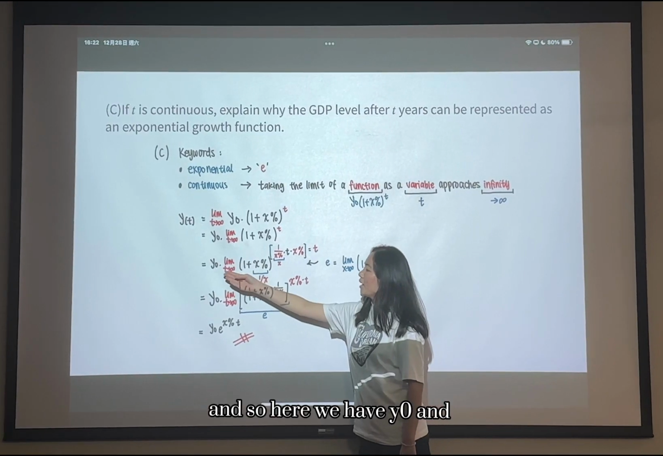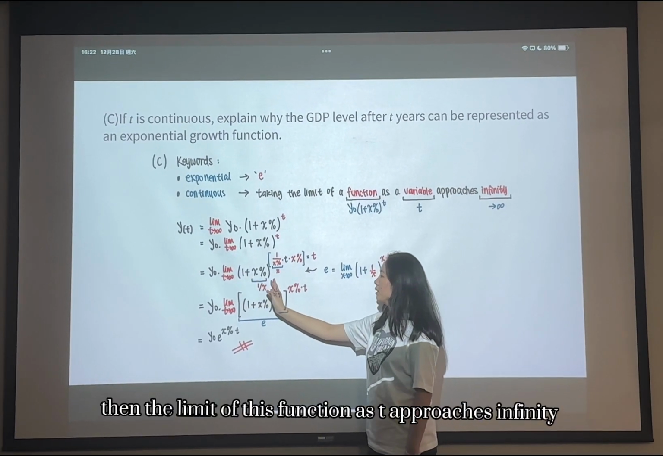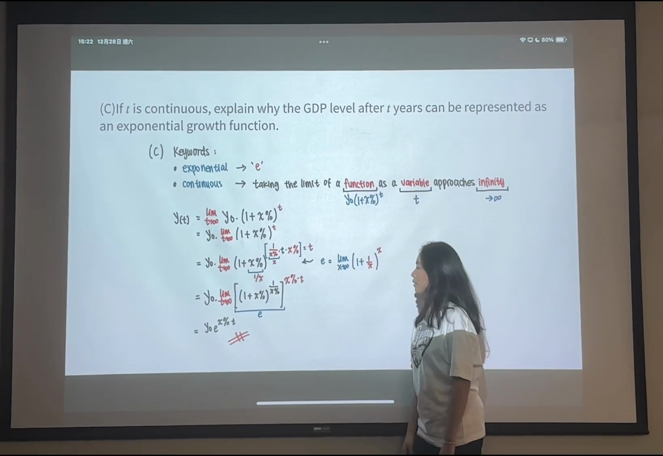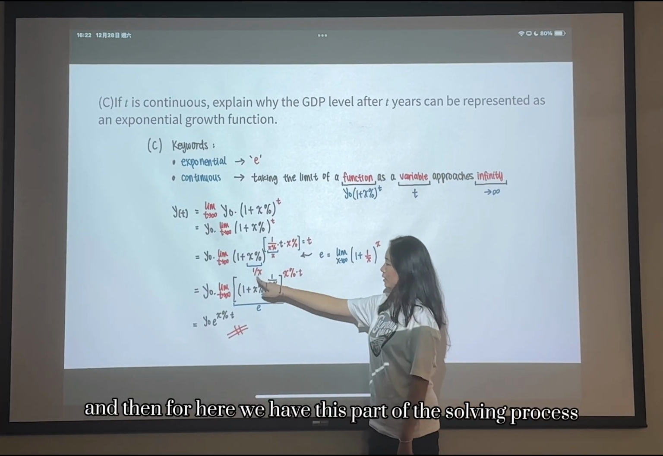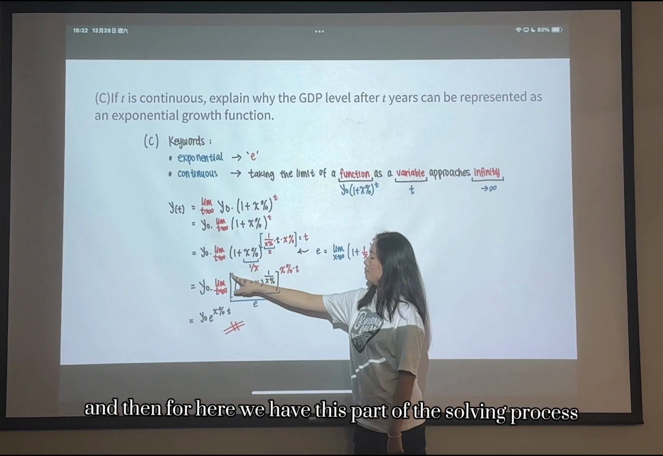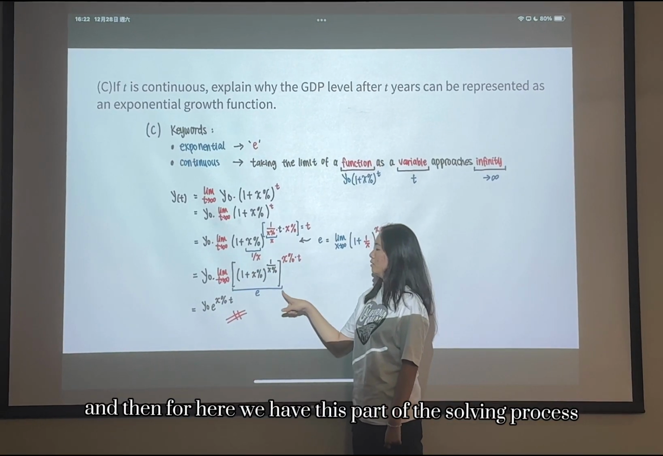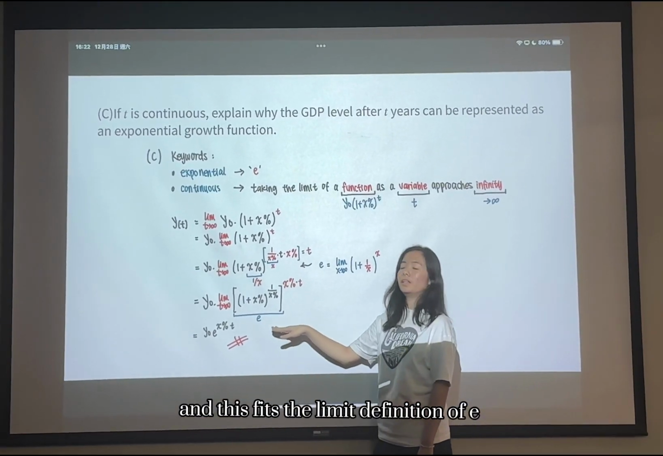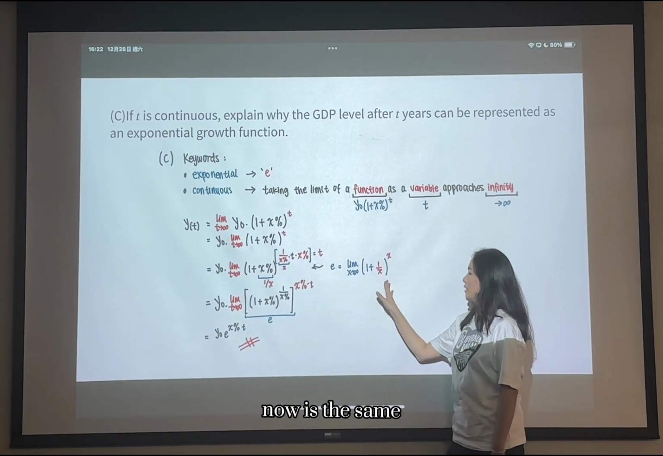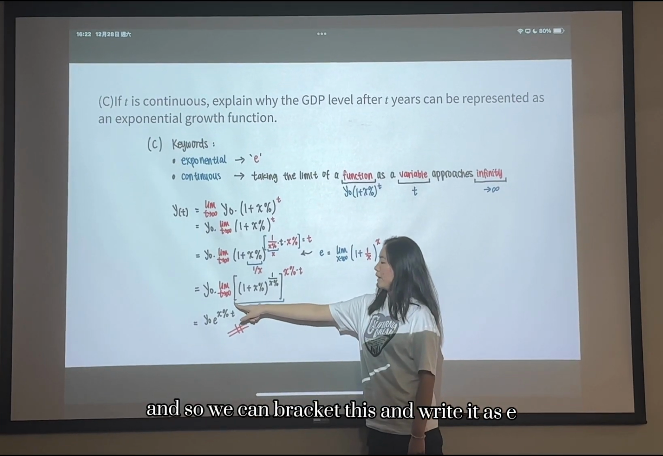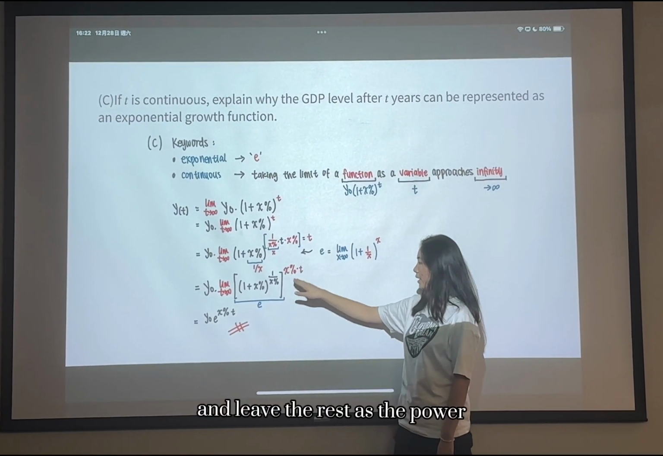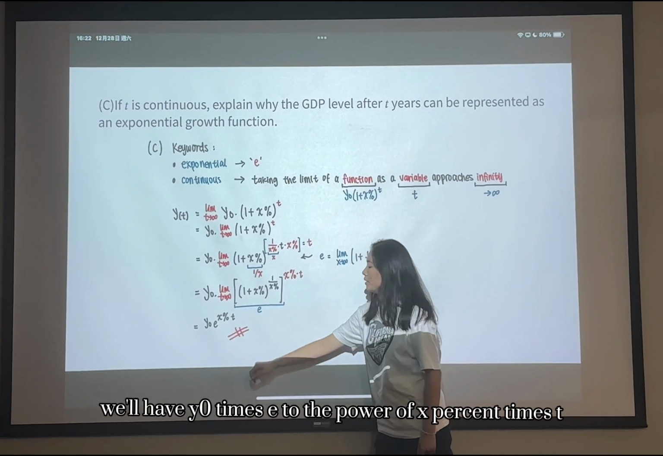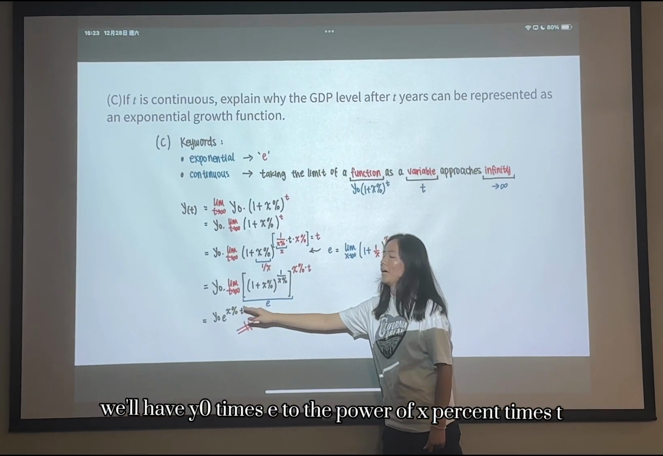And so here we have Y0 and then the limit of this function as t approaches infinity. And therefore here we have this part of the solving process, and this fits the limit definition of e. Now it's the same, and so we can bracket this and write it as e and leave the rest as the power. And so at the end we'll have Y0 times e to the power of x% times t.